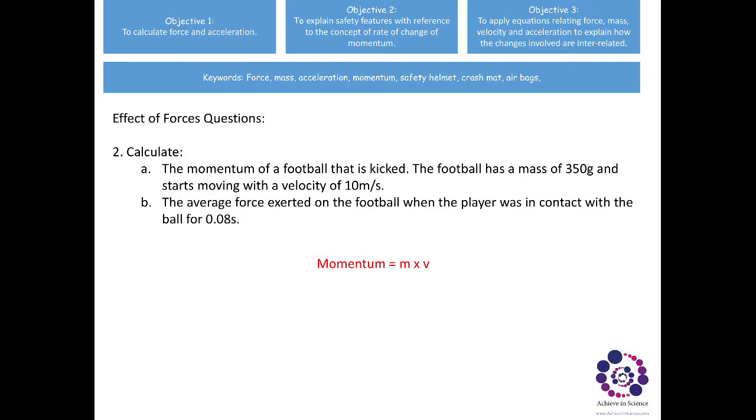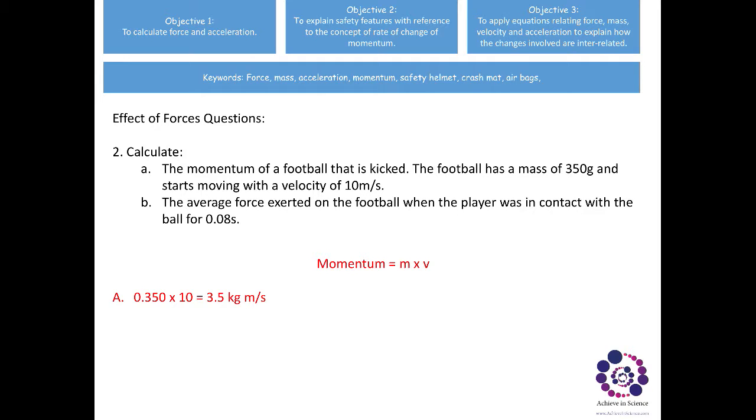In this question, part A, we can see that velocity is okay. It's already in meters per second. But we need to convert the mass. There are 1,000 grams in a kilogram, and therefore we can convert this easily into 0.350 kilograms. We then multiply this by 10 for its velocity. We can calculate the momentum as being 3.5 kilograms meters per second.